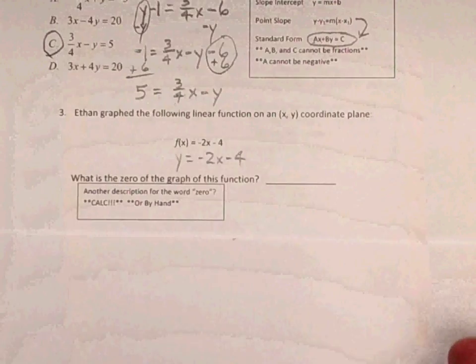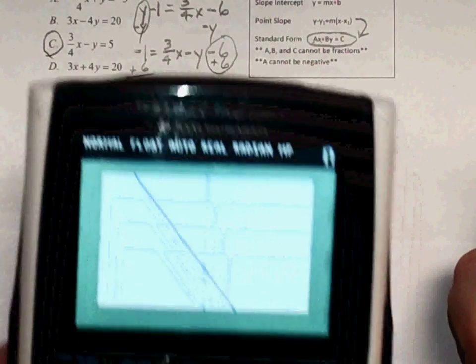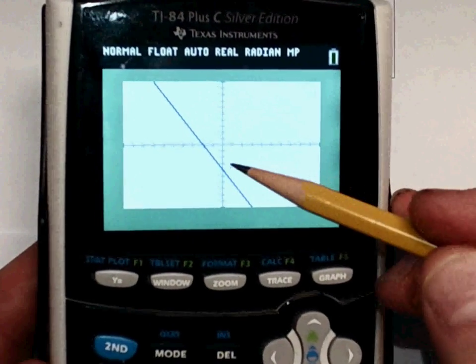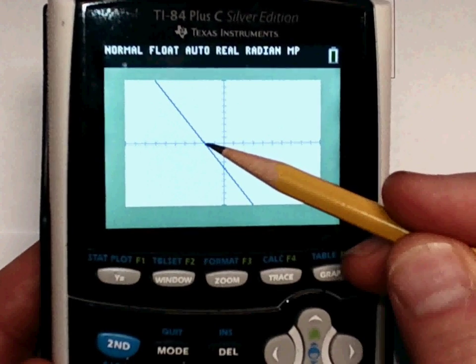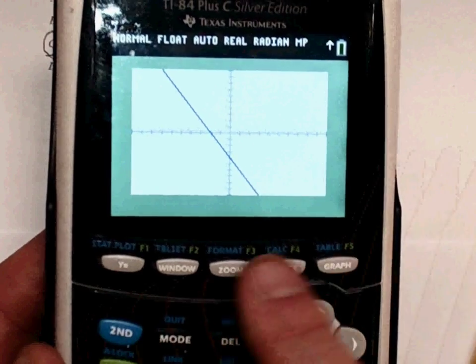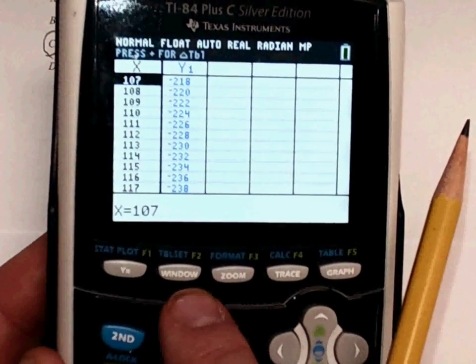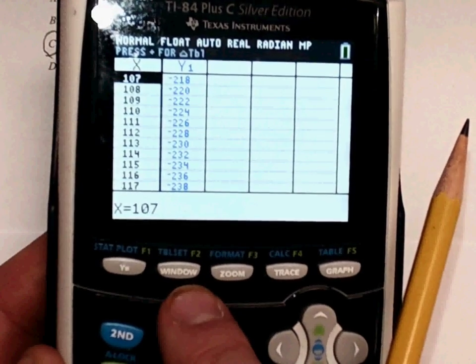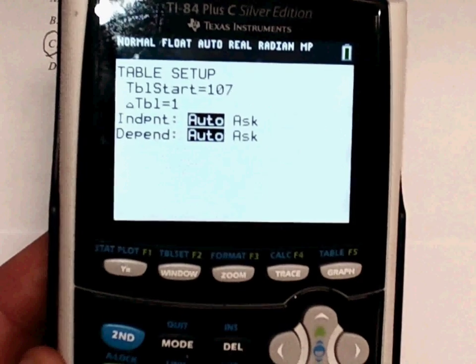Remember a zero, what is a zero? What's that another name for? Zero is the x-axis or x-intercept. That looks like a -2. How can we check? Well, we can go to our table. We can do second graph and see if I'm back over here. How do I get back to near zero? All right, second table set. Let's go back to zero.